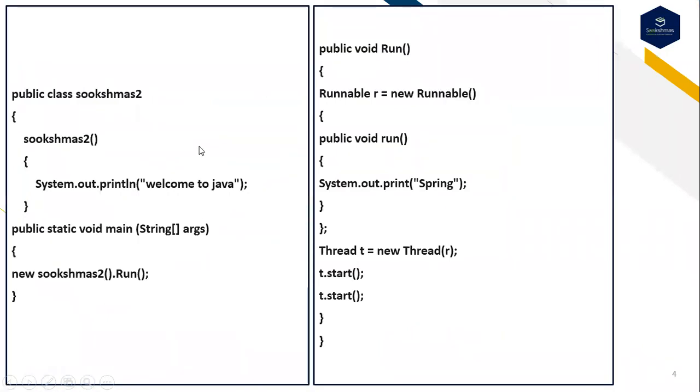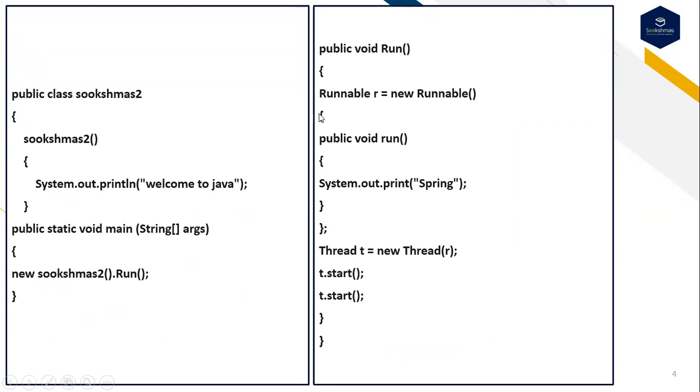So this is the second question. Public class Sookshmas2, and this is the constructor, and execution of the program begins from the main method. After that, here I created an object for Sookshmas2, and also I'm calling the run method. So here control will reach here, and inside I've created the reference for the Runnable.